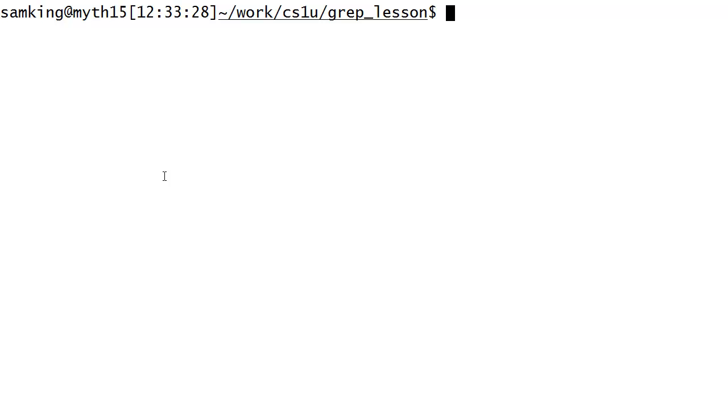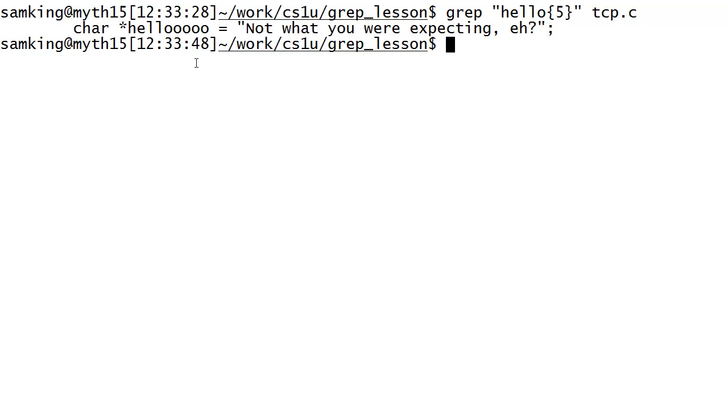Now let's say that we want to use this repetition thing to get hello 5 times. So instead of 5 digits, we want hello, hello, hello, hello, hello. Let's see how that works. Grep hello bracket 5. That's certainly not what we were expecting. It has a line that's hello, but it is not hello, hello, hello, hello, hello.